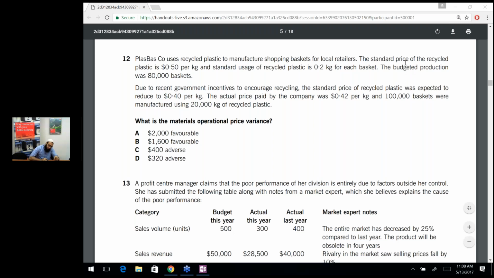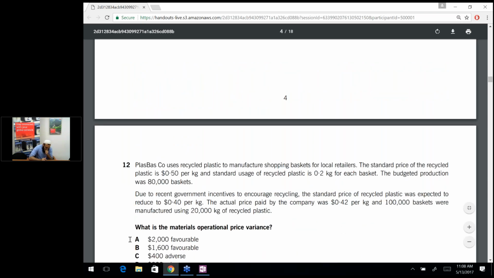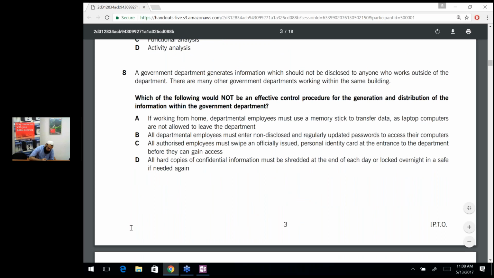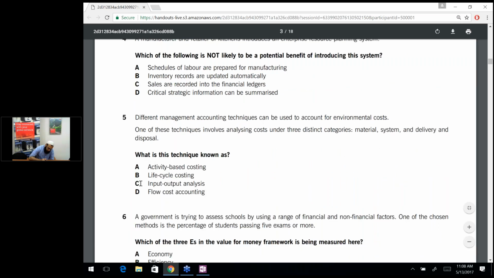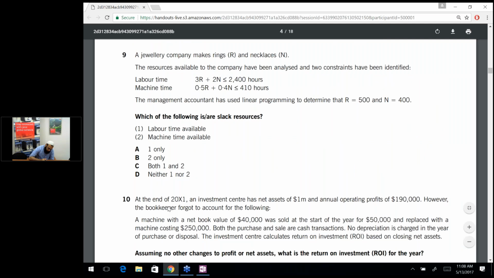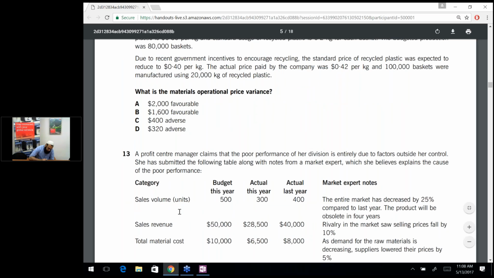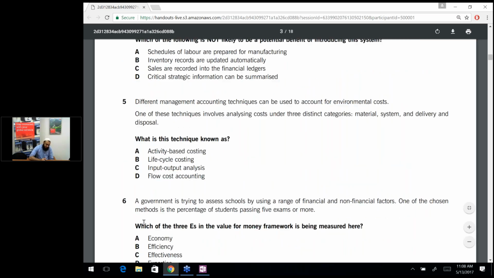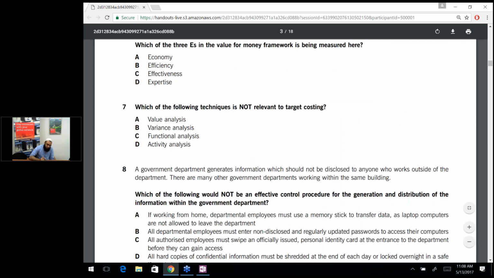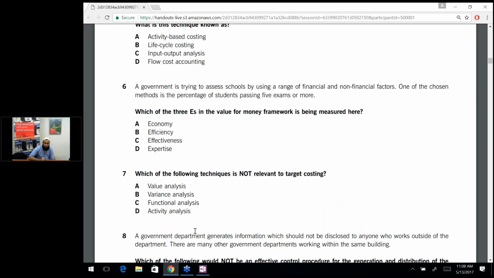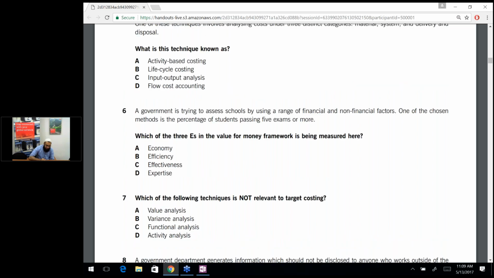Okay, one question was about target cost. I'm failing to find where. Yeah, question 7, MCQ 7. All other relates to target costing. Yes, for that you need to read the book. Value analysis, functional analysis, activity analysis, these are all the techniques through which we can reduce the cost gap. These are cost gap reduction techniques. Okay.